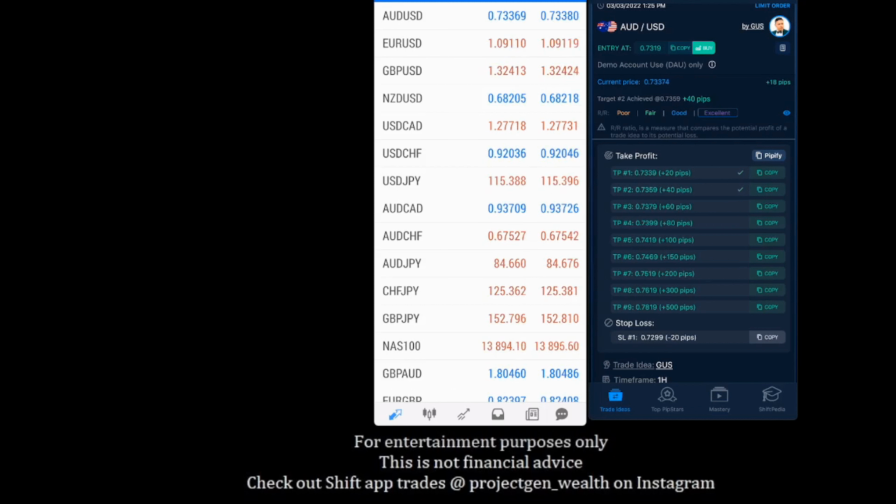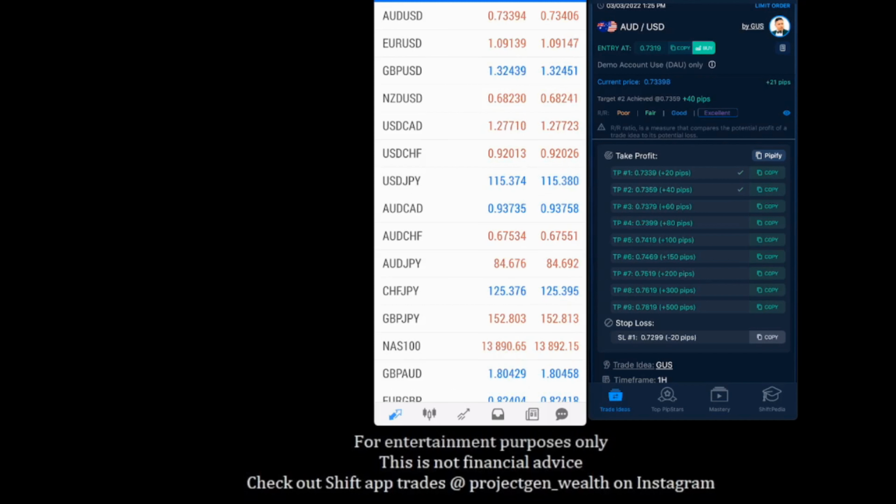Now, again, none of these trades are active in the Shift app. I am using old trades, so there may be situations in which my account may go red, but I'm in my demo account. You should always be in your demo account when trying new strategies or trying something for the first time. You do not want to blow up your live account. Now, again, I am not a financial advisor. This is not financial advice. However, this is just my recommendation.